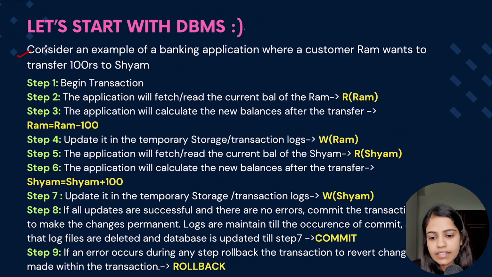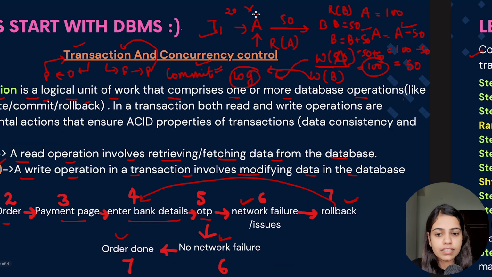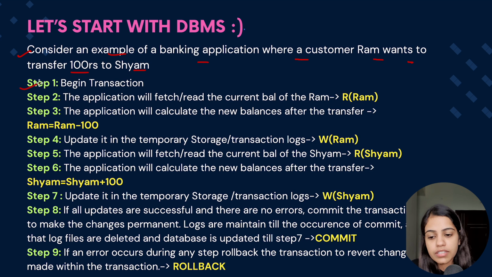So consider an example of a banking application where a customer Ram wants to transfer 100 rupees to Shyam. Let's see all the steps which we discussed here, and how these steps execute. Step 1 is we have to begin the transaction. Step 2 is the application will fetch or read the current balance of Ram, since Ram wants to transfer 100 rupees to Shyam. So that would be read of Ram.